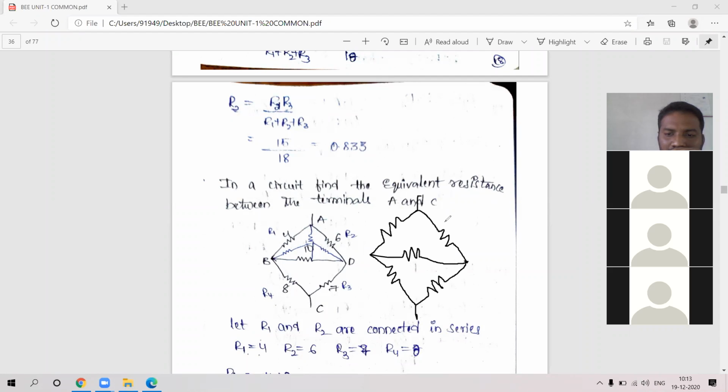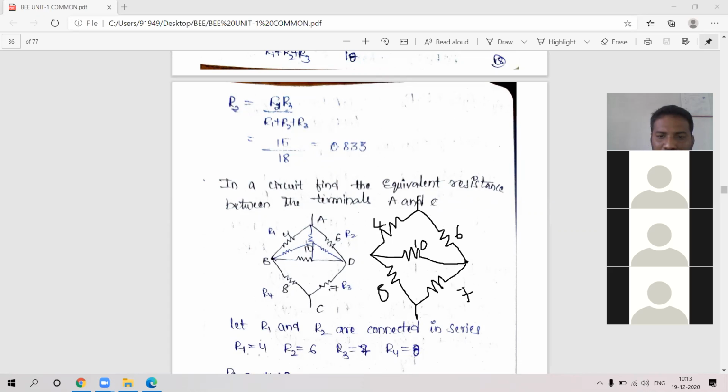Okay, this is the circuit. All of you draw. This is 6. This is 7. This is 8. This is 4. And this is 10.